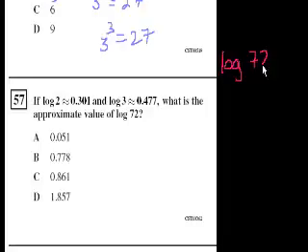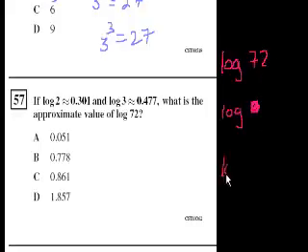Log of 72. So let's see. I think we just have to do some prime factorization here. So 72, that's equal to the log of, let me think about it. This is 36 times 2. Well, I don't know if that even helps us. Let me see. 3 to the third, that's 27. No, I just want to make sure I get this is 9 times 8.